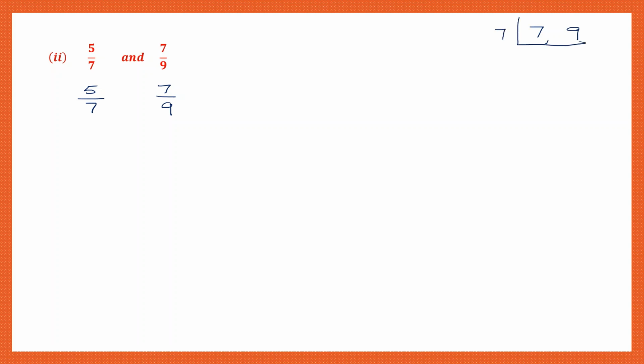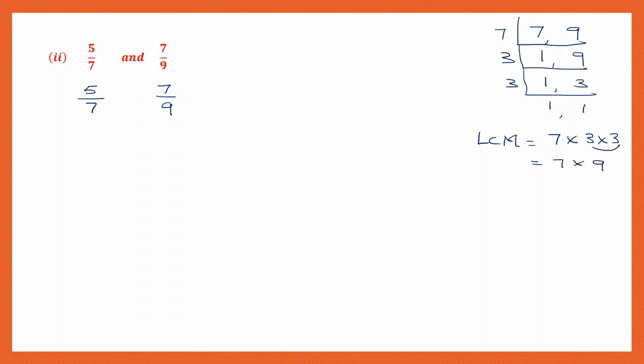So 7 ones are 7 and we bring down 9. Now we can use 3. 3 ones are 3. 3 threes are 9. Again we can use 3, 1 and 1. So what is our LCM here? LCM is 7 into 3 into 3, which is 7 into 3 threes are 9. 7 nines are 63. So the LCM is 63, which we are going to use as the common denominator for these two rational numbers. So we have 63 here and 63 here.